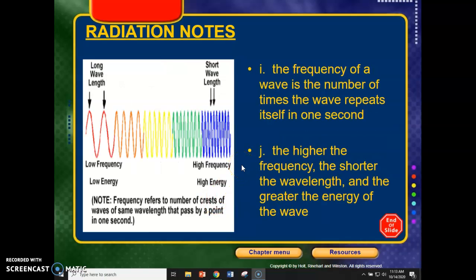Frequency is how many times the wave repeats itself in 1 second. That's in a special unit called a hertz. These waves would not repeat themselves as often because they're longer waves. So the frequency, as you go from here to here, is getting higher. Low frequency, high frequency. Long wavelength, short wavelength. As the wavelength gets smaller, the frequency gets larger. As the wavelength gets longer and the number gets bigger, the frequency gets smaller. They're inverses of each other.